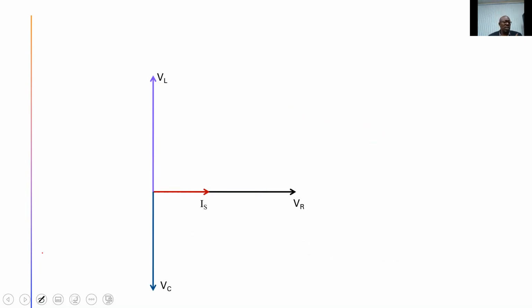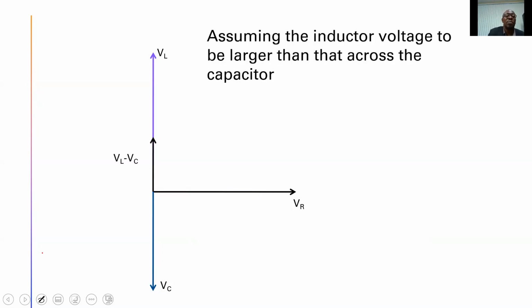Now we're going to make an assumption, just for the purpose of explaining this relationship. We're going to assume that the voltage across the inductor is larger than the voltage across the capacitor. Now this is a pure assumption, it doesn't have to be. However, if that were the case, then the resultant voltage along the vertical, if VL is greater than VC, would be along VL.